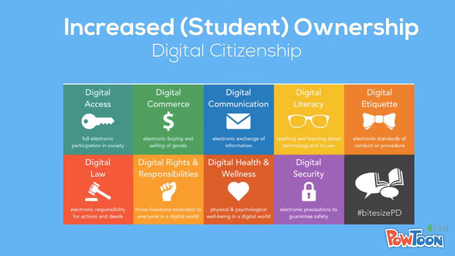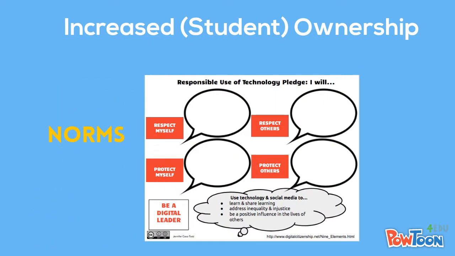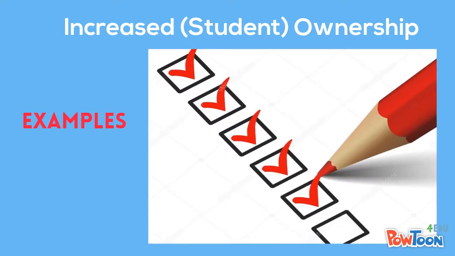How do we move from acceptable to responsible use of technology? Well, increasing student ownership and teaching digital citizenship. These are a must. This includes co-constructing norms and behaviors of what appropriate use actually looks like. Instead of focusing on what not to do, it's important to give explicit and concrete examples of what people can do.